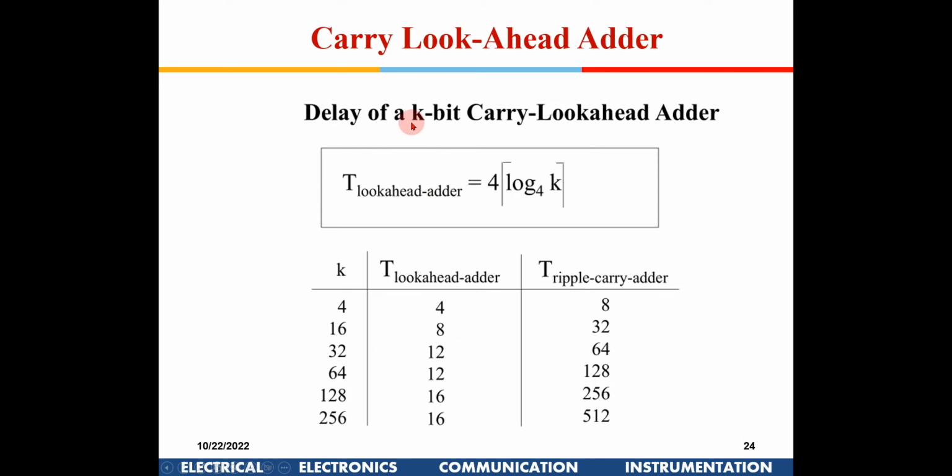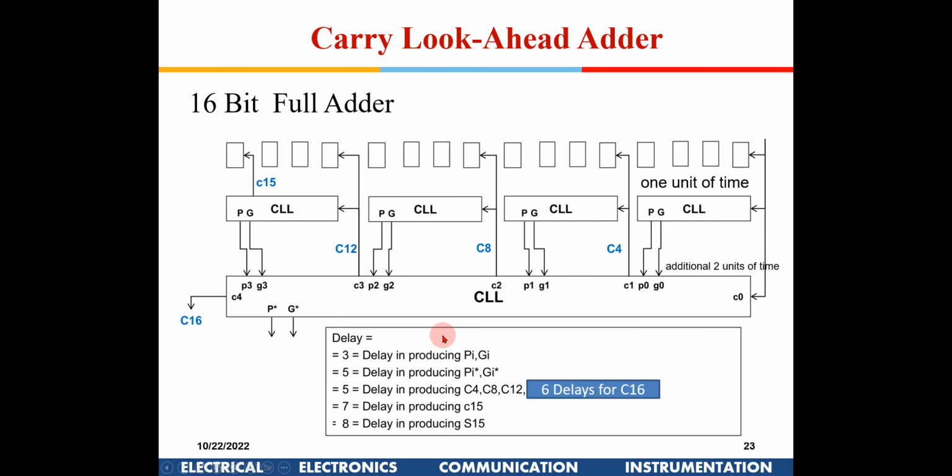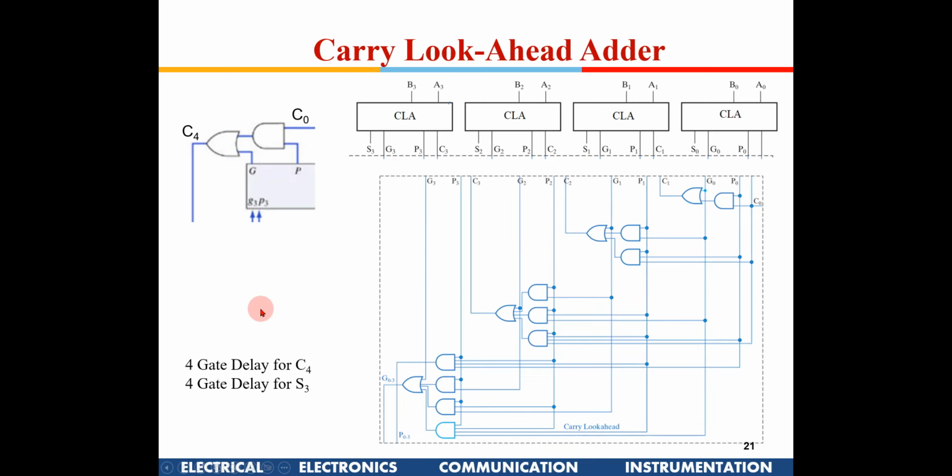So if I talk about a k-bit look-ahead adder, this will be 4 log 4. This means you need to round it off to the multiples of 4, so that is why the symbol is given like this. For a 4 bit it is 4, for an 8 bit it will be 8, that we have seen here.